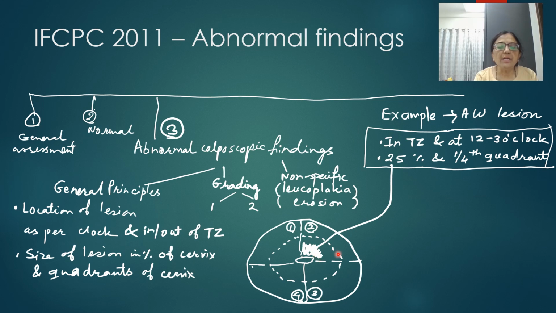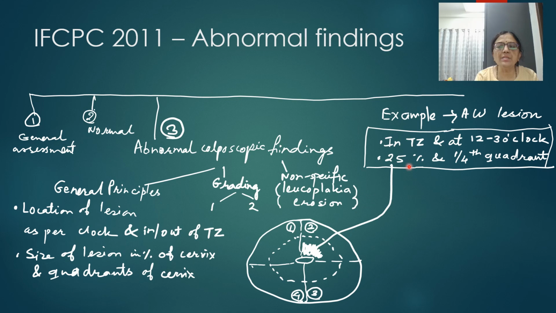And whether it is in the transformation zone or outside the transformation zone. This broken line is an imaginary line where the original squamocolumnar junction was present, depending on the presence of Nabothian cysts and cryptocoels. To comment on the size, we say how much percentage of the cervix it is occupying, or how many quadrants it is occupying.